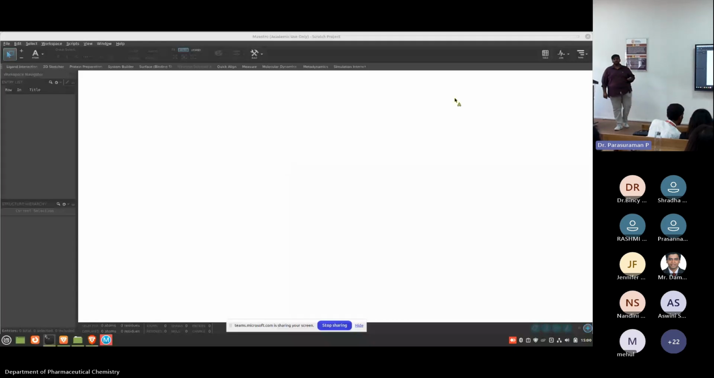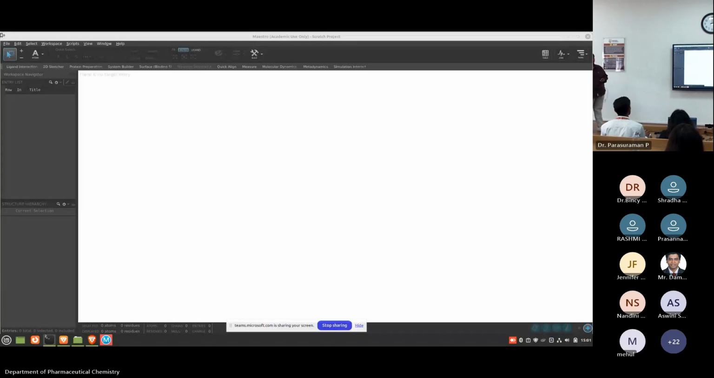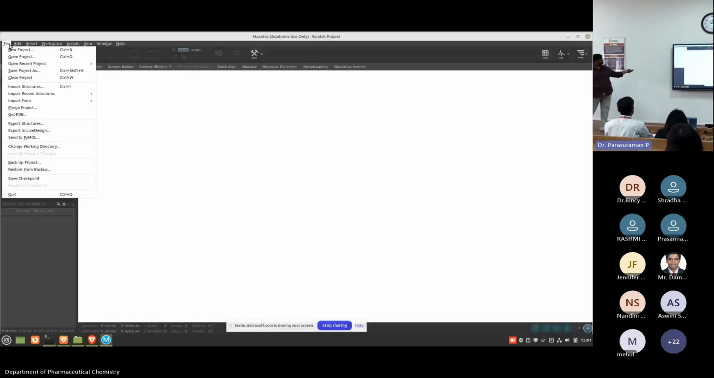After you open it, you should first create a working directory where all the results and all the files will be stored in that particular folder. To do that, you can go to the File tab. If you have already opened the software, you can change the working directory to a new folder, or you can create the working directory. In the working directory, you can save the protein ligand complex.